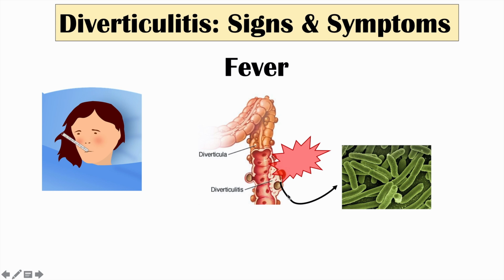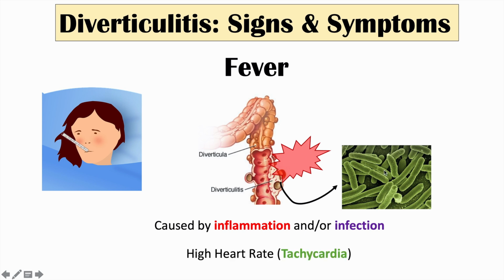So these are very severe cases. You want to make sure that you catch these types of perforations, where it leads to possible abscess or sepsis. So again, fever can occur due to inflammation, but it could also be due to infection. So it could be due to both inflammation and/or infection. And then with the fever, we can also see a high heart rate. High heart rate is also known as tachycardia. So you can get a fever with tachycardia.